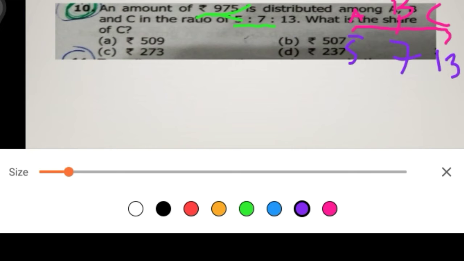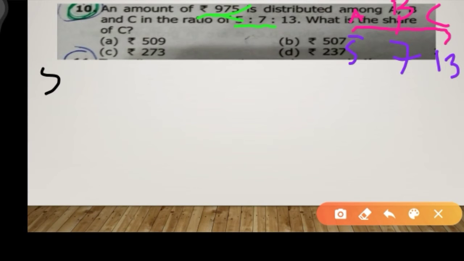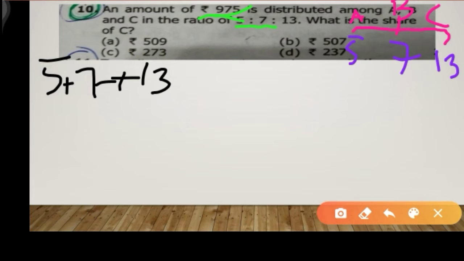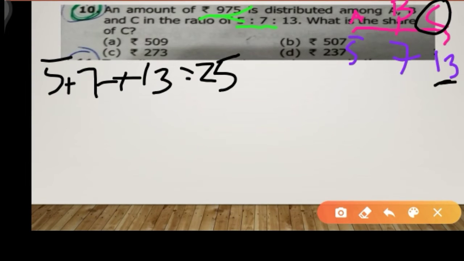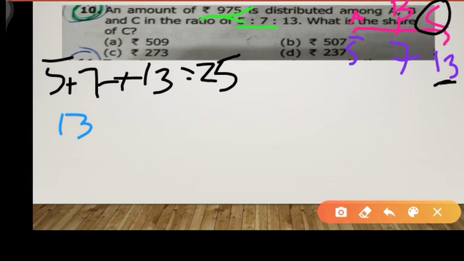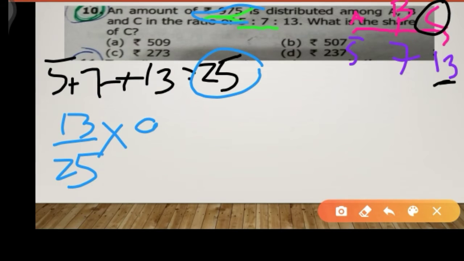So what is the total of the ratios here? It's 5:7:13, so we add 5 plus 7 plus 13, which is equal to 25. Now we need to find the share of C, so let's take the ratio of C, that is 13, divide it by the total of the ratios, that is 25, and then multiply it by the total amount, that is 975.